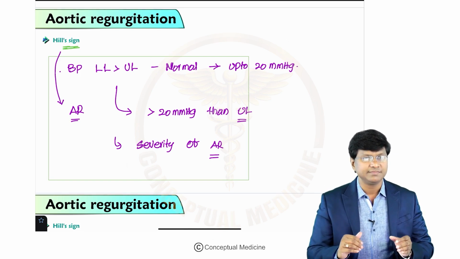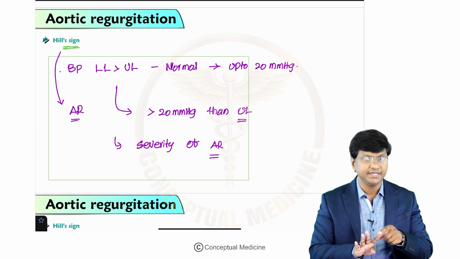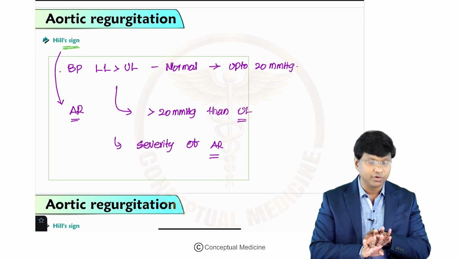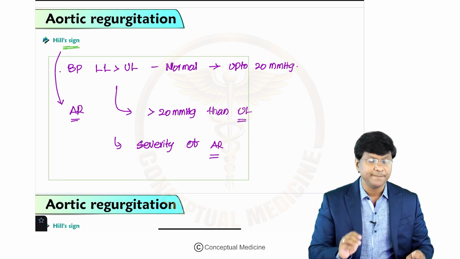So in the lower limbs, we have discussed four important signs. One is your Traube sign, then Duroziez's murmur, Duroziez's sign, and then followed by that the Hill's sign. So these are the four important signs in the lower limb.